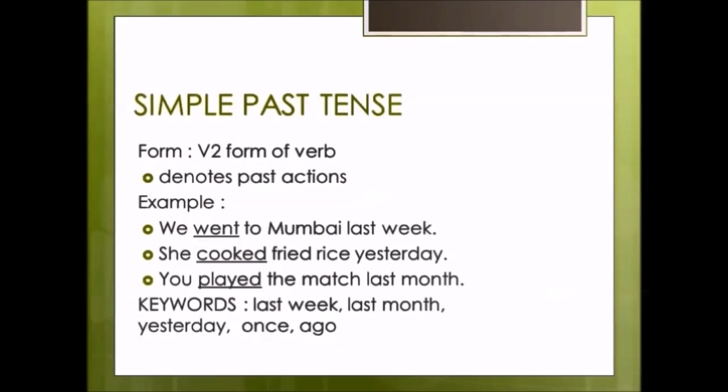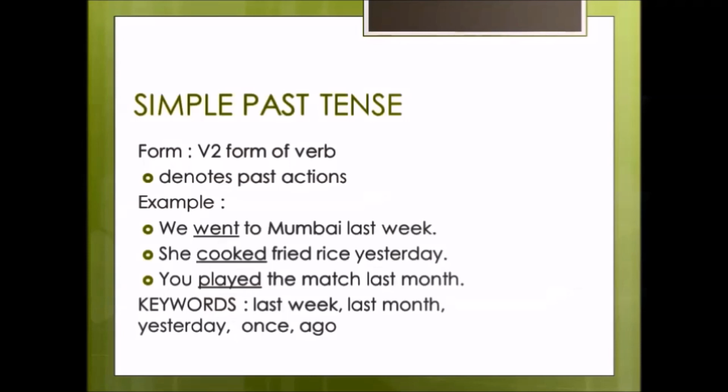The next type of tense is simple past tense. The structure of simple past tense is V2 form of the verb. It denotes past action. That is, whenever you are going to represent some action that has got completed already, you have to use simple past tense. For example, we went to Mumbai last week. The V1 form of the verb here is go. So the V2 form of go is went. So we went to Mumbai last week.